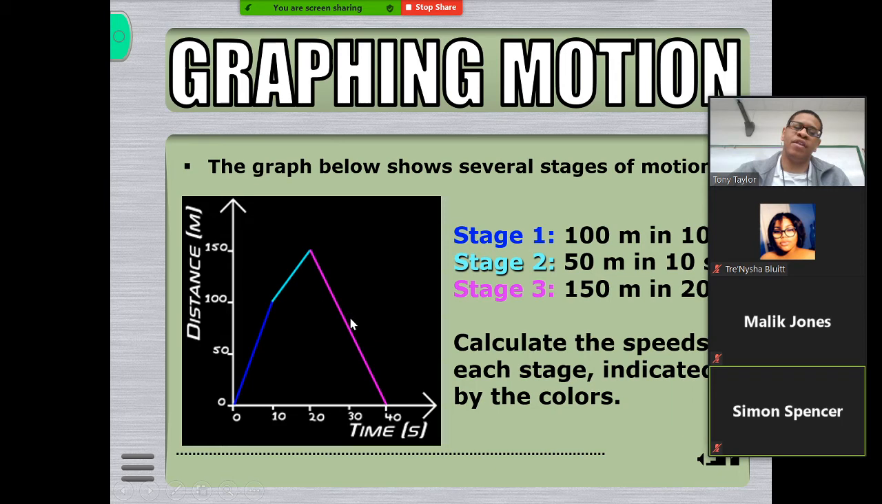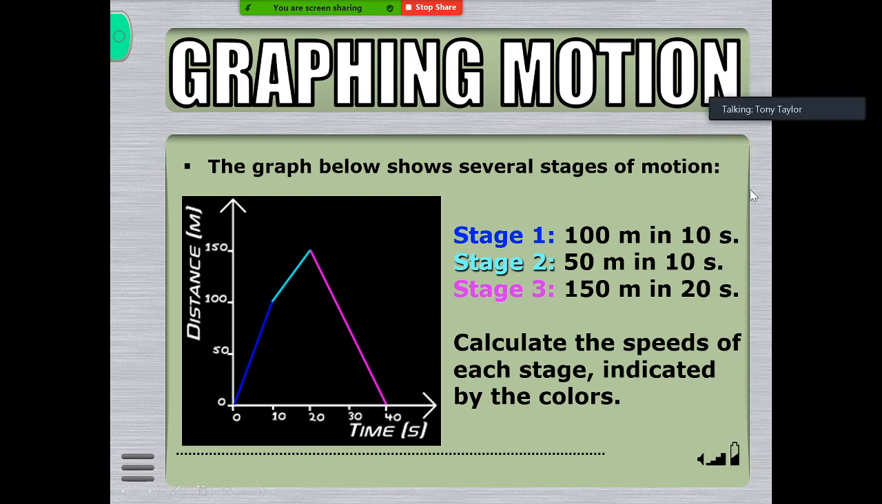So it starts moving in the negative direction. For these two time intervals, it's moving in a positive direction because we see a positive slope. And then here, we're moving in the negative direction. Now, the question is, how do we calculate these slopes? So let's go ahead and do that right now.